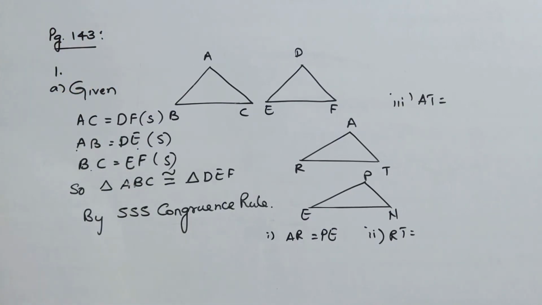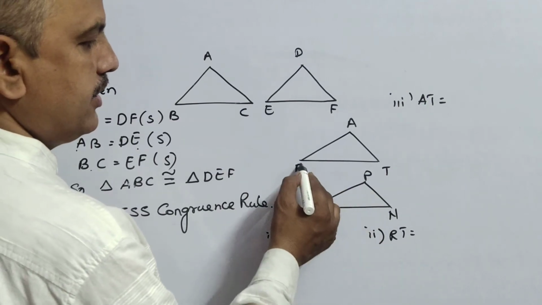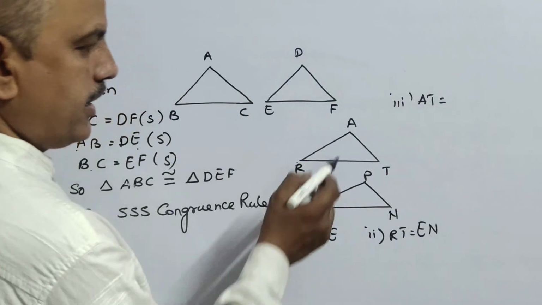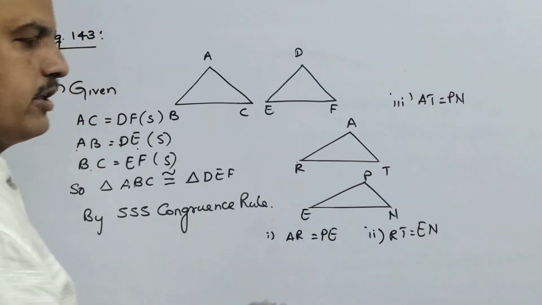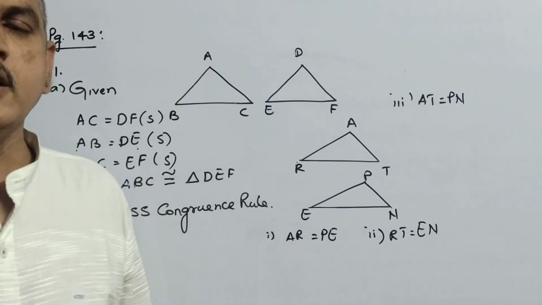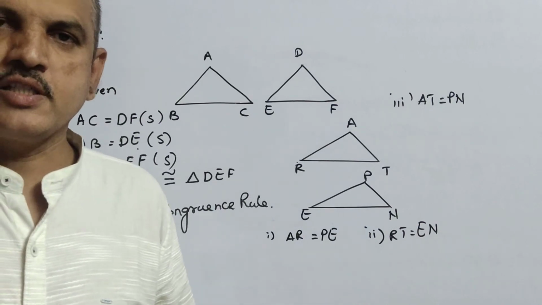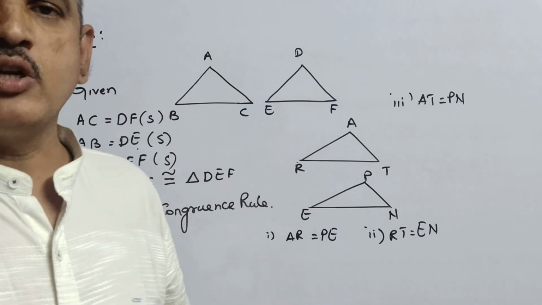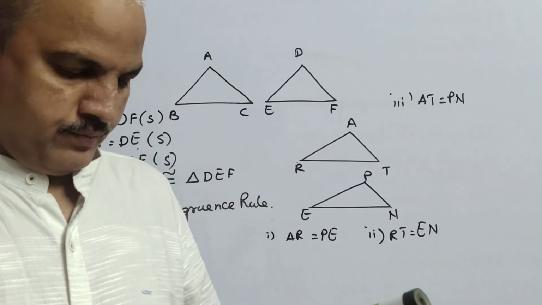Okay children? Now. So AR equals to PE. Now RT, here RT. RT means what? EN. Next AT. AT equals to PN. Why you have given only sides? Because he told there SSS congruency. If he has given any angles like that, in the second question it is given angle T equals to angle M. So remaining sides is asking what are equal. Okay. So you have to answer those.